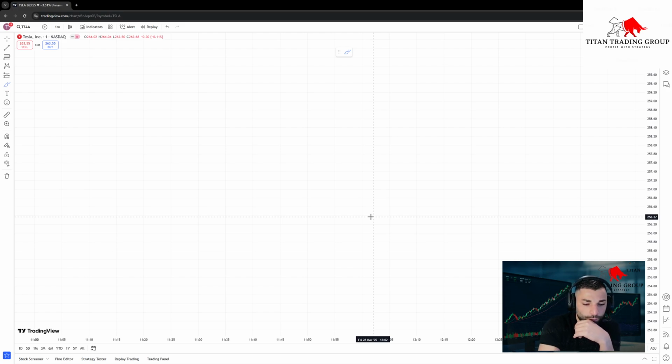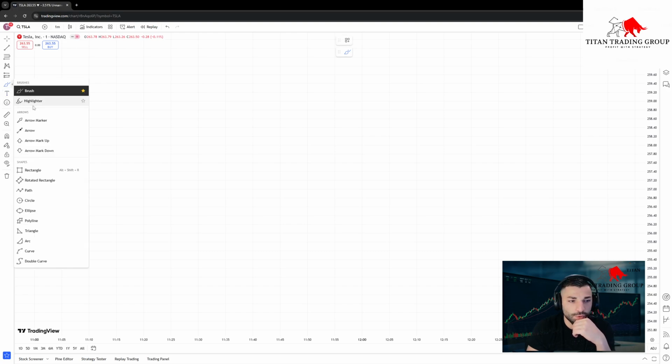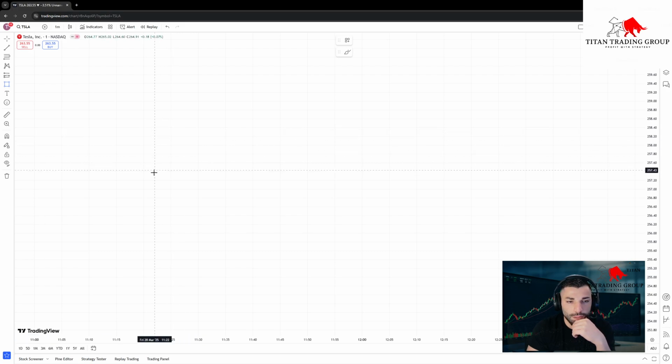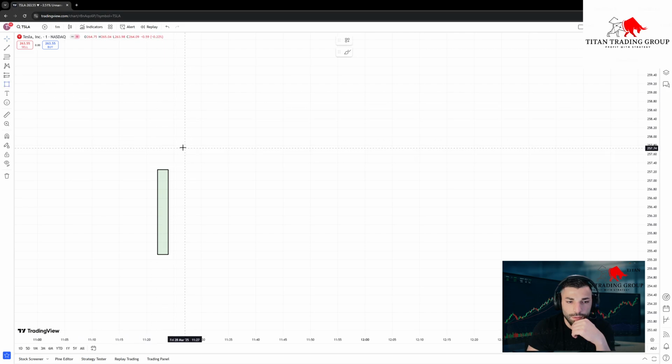Now, each candle has a different time frame. So when we're looking at candles, let me draw a bunch of little candles real quick. So we have one candle. Let's go ahead and make it green. We have another candle. We have another candle opened here. And then we have another candle here.